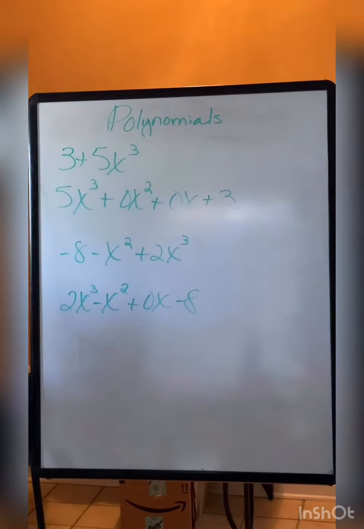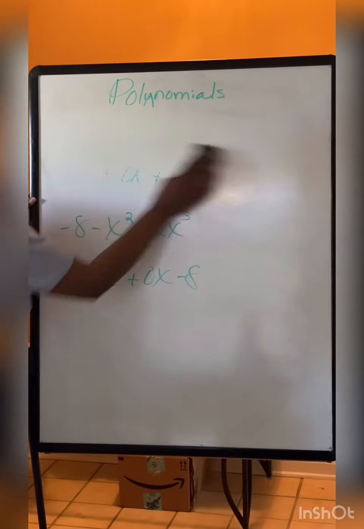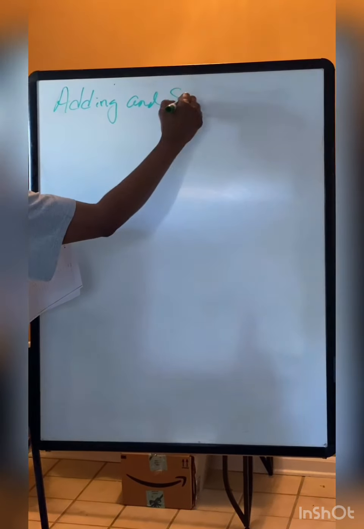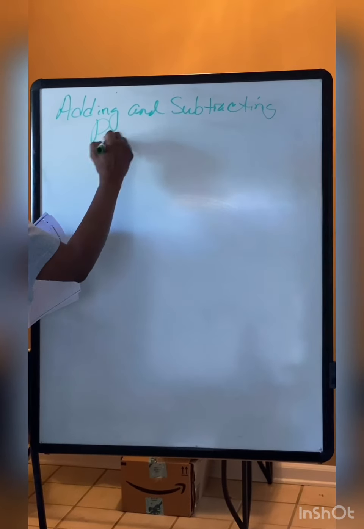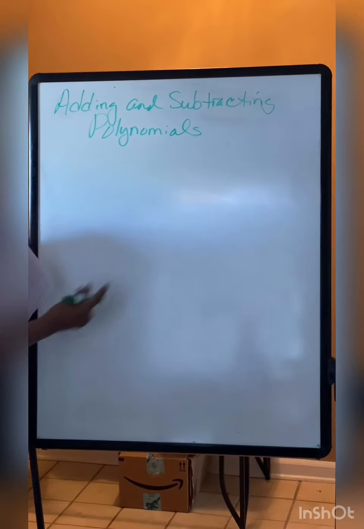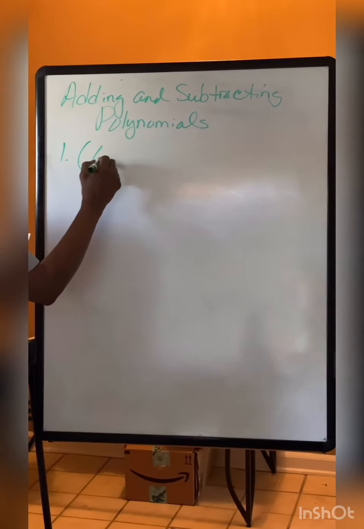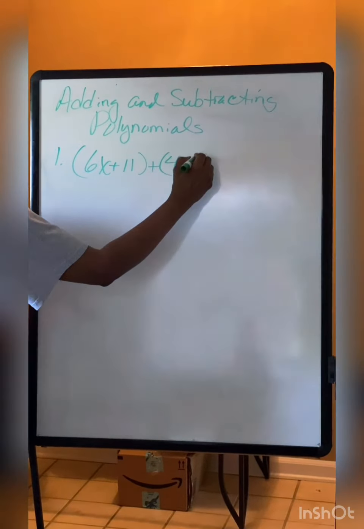So that takes care of section 5.3 in this particular chapter. Now we're going to look at section 5.4, where we're going to add and subtract polynomials, okay? Example 1. If I had the binomial 6x plus 11 plus the binomial 4x minus 5.